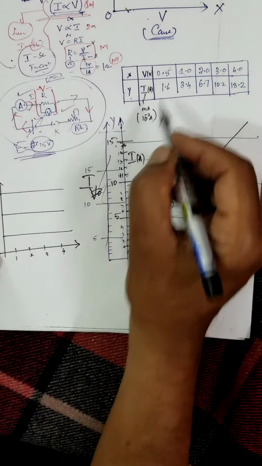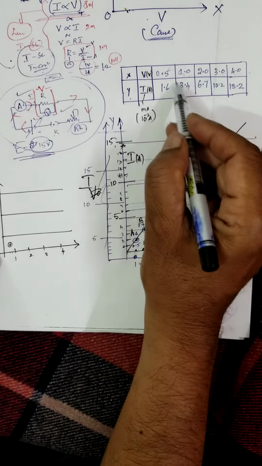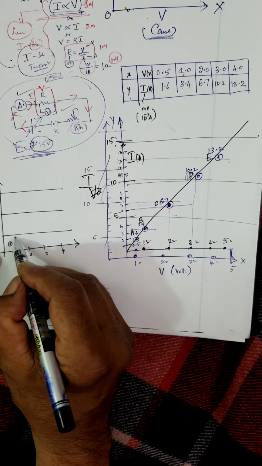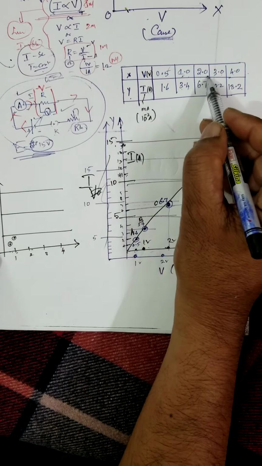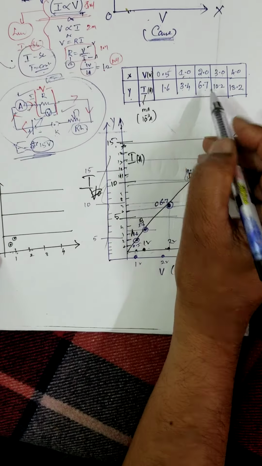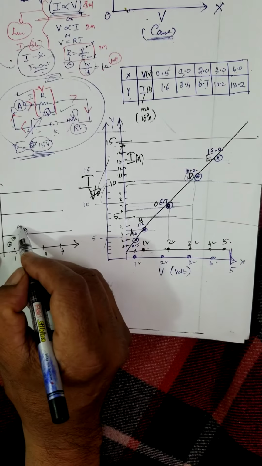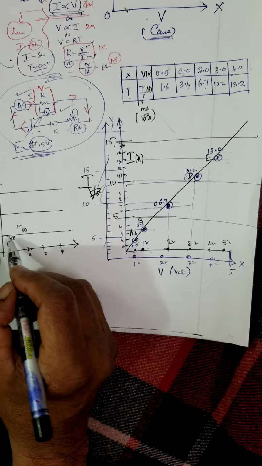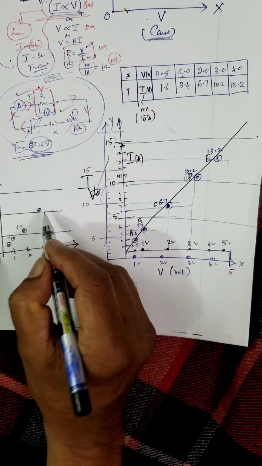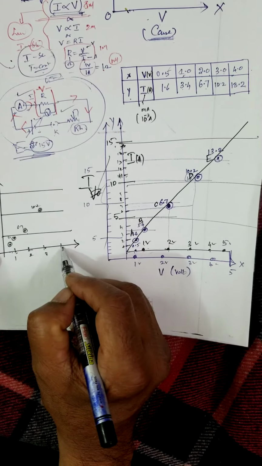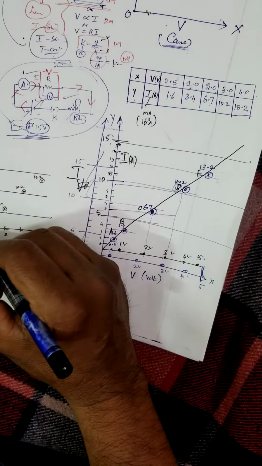When the voltage is 0.5, the current is 1.6, somewhere here. When the voltage is 1, this is 3.4. When it is 2 volt, current is 6.7. When it is 3, it is 10.2. When it is 4, it is 13.2. Now we have got the straight line.